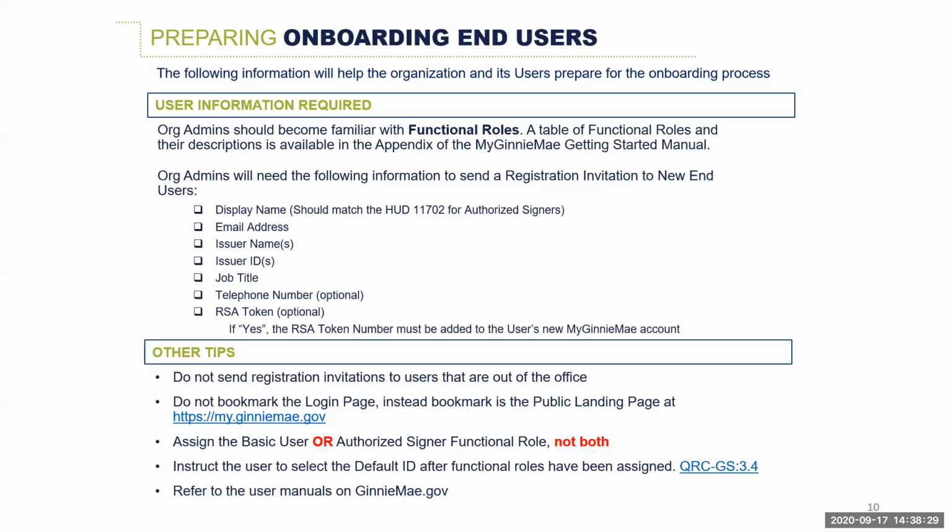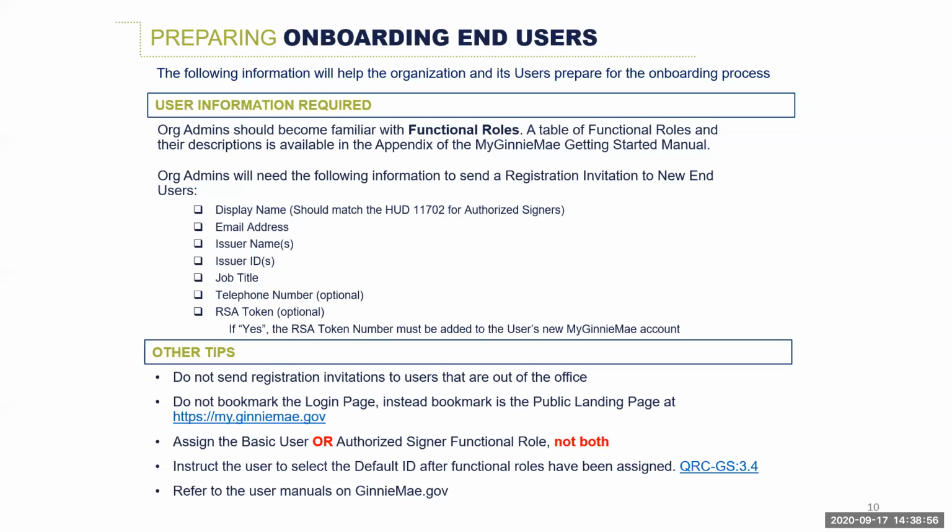If they have an RSA token, you'll want to indicate that they have a token, and that will prompt the user to list their RSA token serial number when they complete the registration invitation. That's an important step to be done before you send a registration invitation, so that the RSA token is connected to that MyGinnieMae ID that you're creating.